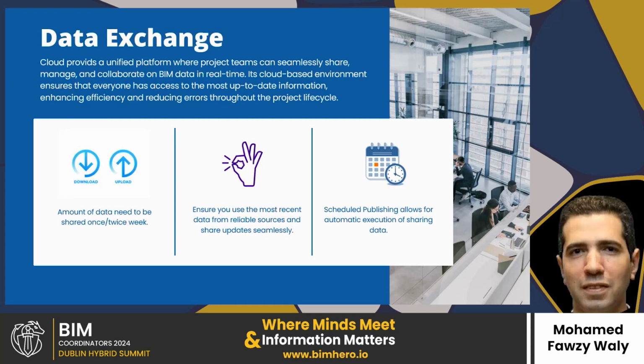Secondly, you are always sure that your team is working on the latest information received, with no mistake in the version or the location of the updated data. For example, while using the ACC, you can do a scheduled publish for your data to make sure it is shared with other team members even if you are not in the office, and avoid any human mistake of forgetting the date of sharing the information.